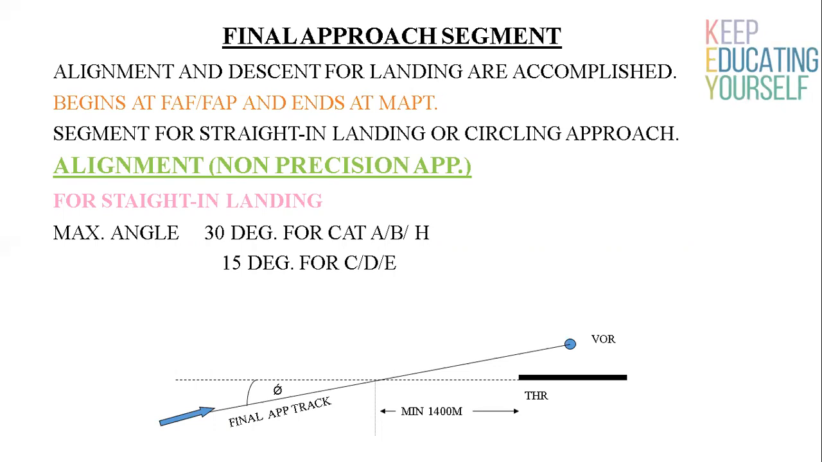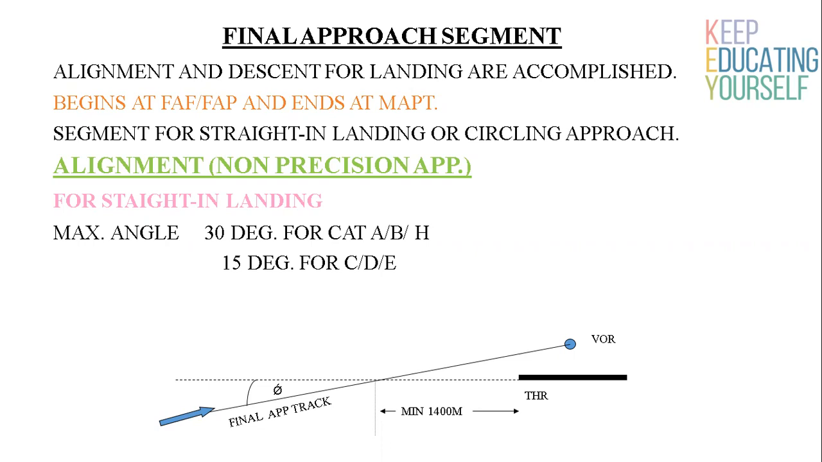Final approach may be made to a runway for straight landing or to an aerodrome for circling approach. All final approaches with a final approach fix have an optimum length of 5 nautical miles. The minimum final approach segment length shall not be less than 3 nautical miles, and the maximum final approach segment length will be 10 nautical miles.